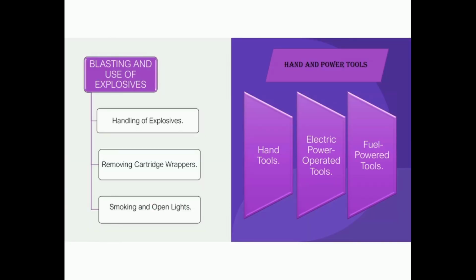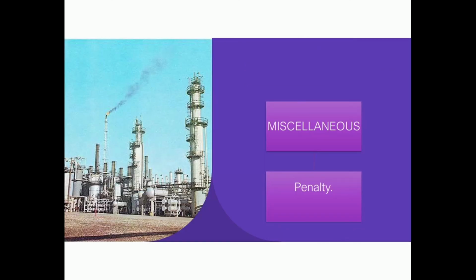The next one is blasting and use of explosives. We need to be careful before handling the explosives, when removing cartridge wrappers, and with smoking and open lights. When using hand and power tools, we need to be careful when using hand tools, electric power operated tools, and fuel powered tools. The last one is miscellaneous. The only one for miscellaneous is penalty.